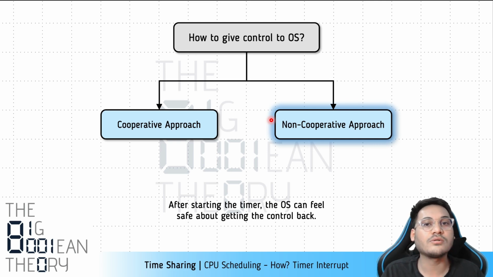Once we have the control of the CPU, now the operating system can definitely do CPU scheduling. So one part of the problem is solved. In the next video, we will talk about what the operating system does once it has the control. That is a context switch. We'll talk about how exactly the switch happens once the control is with the operating system, right?